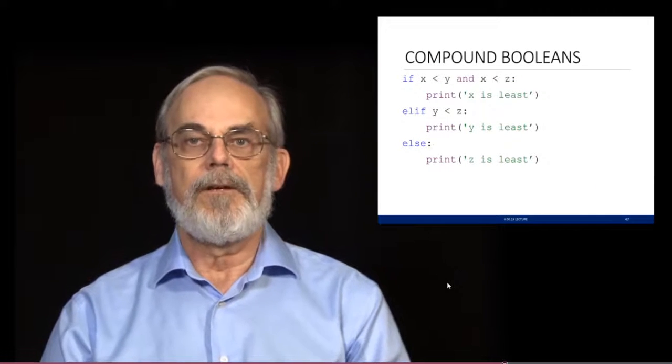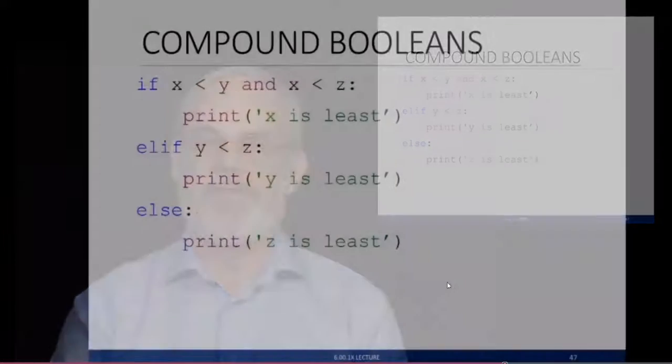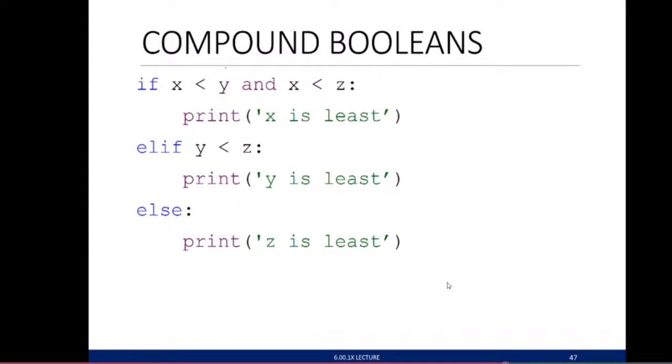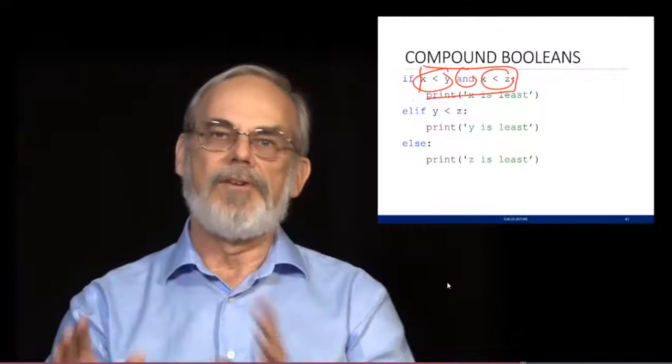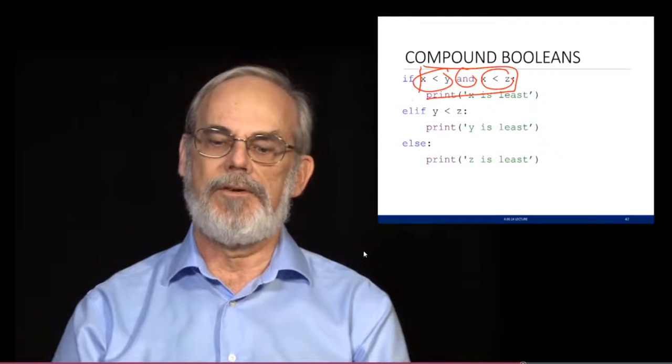And finally, we can have compound Booleans. As I said, I have things that can be combined. This is a Boolean, that's a Boolean, and the combination with the and also gives me a Boolean. So in this case, if x is less than y and x is also less than z, then the combination is true, and I'm going to print out a particular thing. Again, don't worry about what this actually does. What I want you to see is the structure.